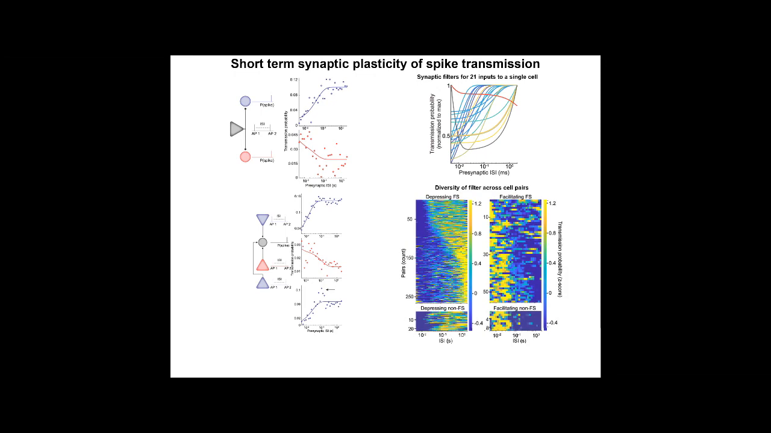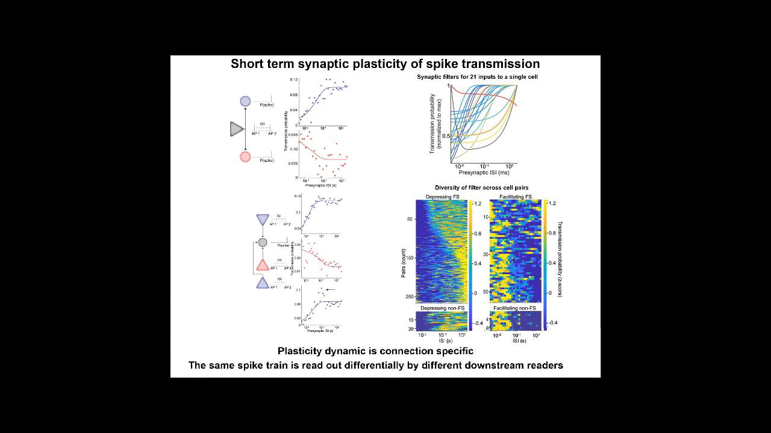And this is for a larger number of cells. It's split into the depressing and the facilitating. FS is fast spiking. We compared the interneurons by fast spiking and non-fast spiking. And essentially, you see facilitating and depressing connections in both fast spiking and non-fast spiking cells. You can clearly see that most of the connections that we've detected are depressing, but that it's quite variable.